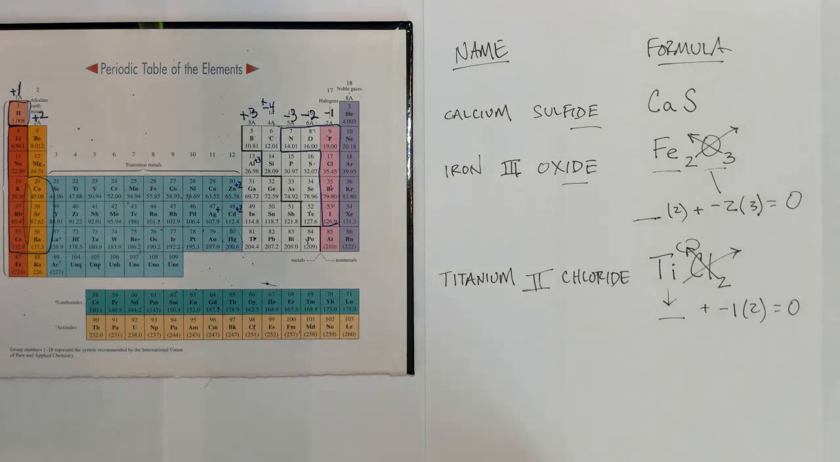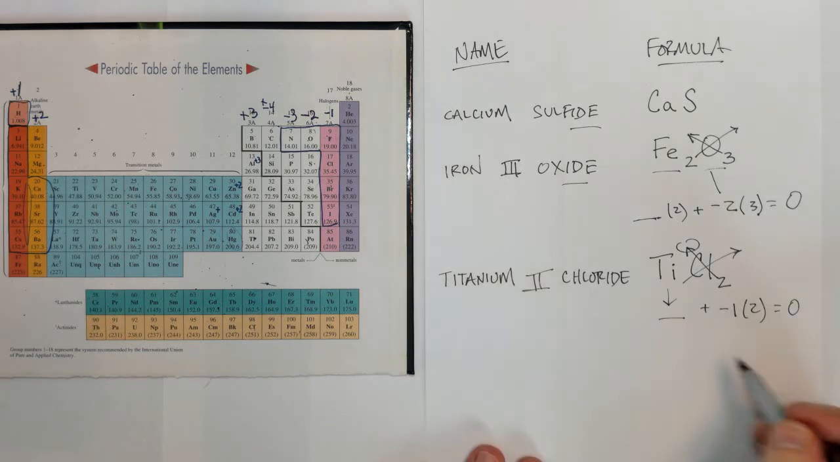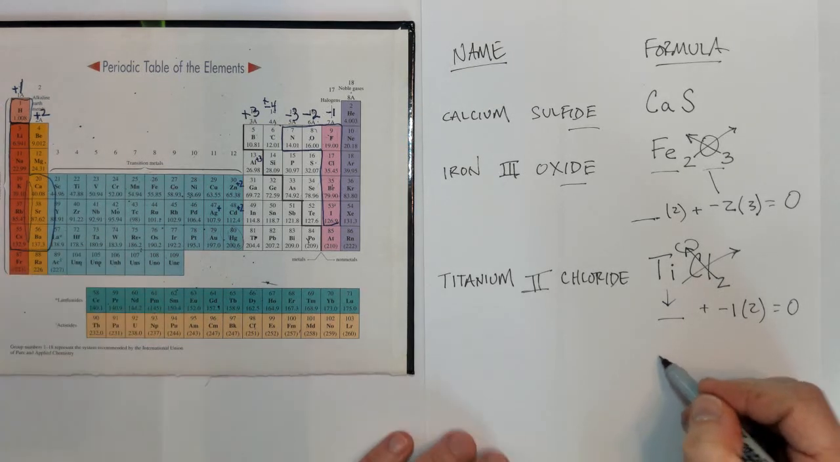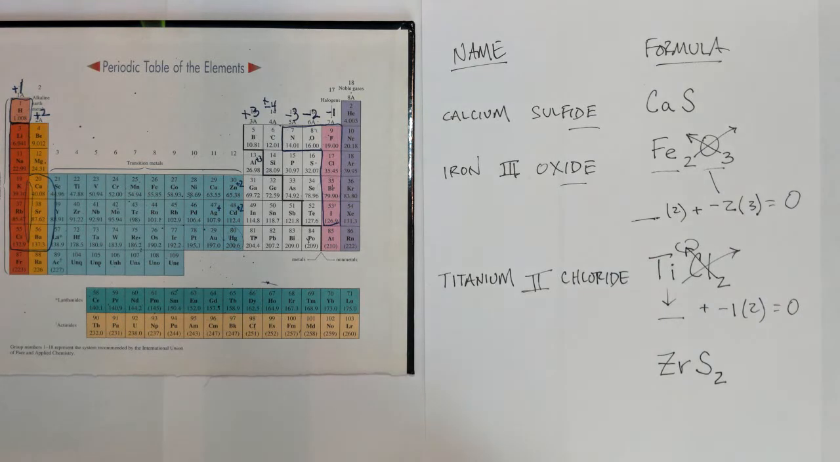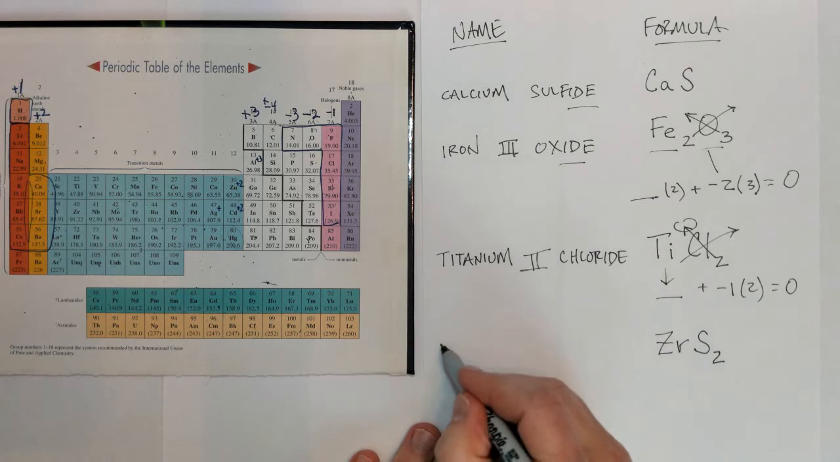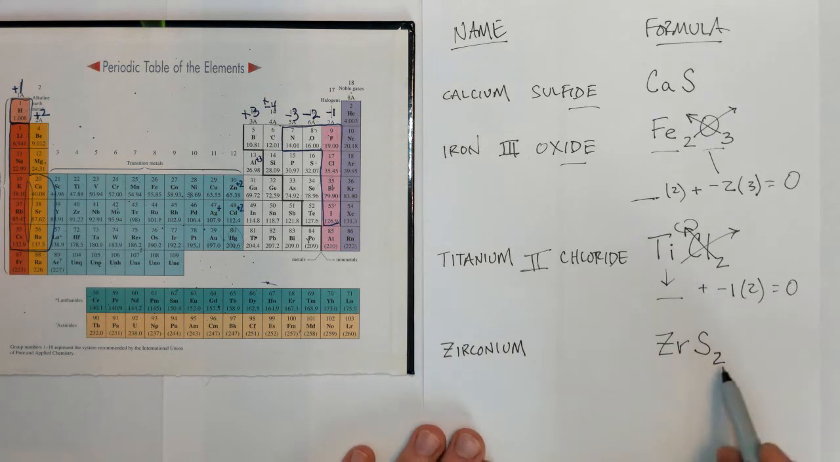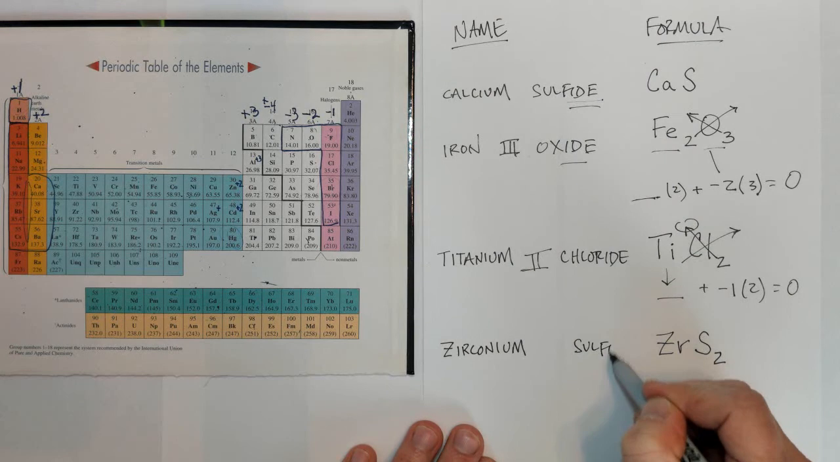Let's try a formula of zirconium with sulfur. All right, let's see if we can name this. Zr, zirconium. And S, remember it's sulfur, so you have to put ide at the end, so sulfide.